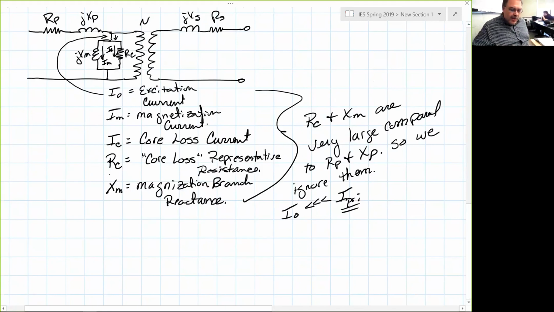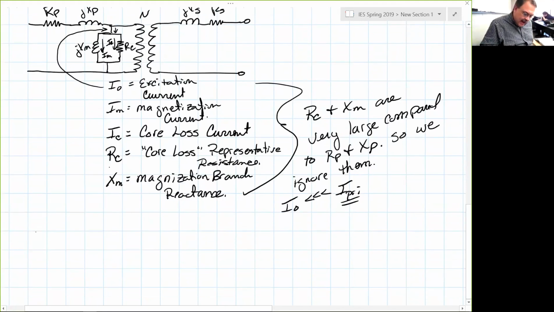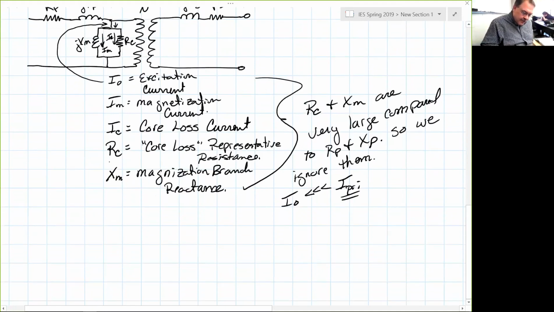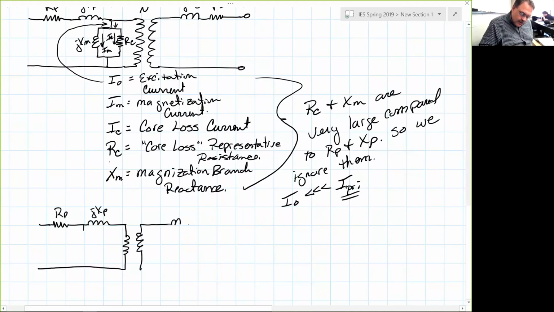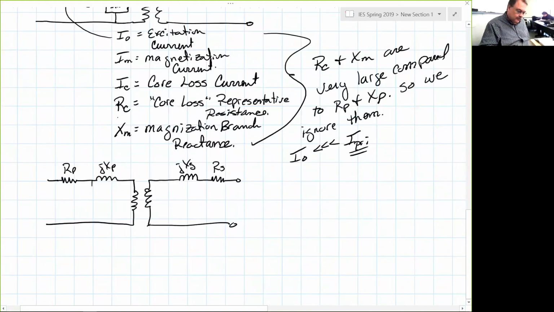So we're going to ignore the magnetization branch, and I am going to just draw this transformer. First of all, we're going to start with I primary, jX primary, jX secondary, and R secondary. And it's an N to 1 turns ratio.